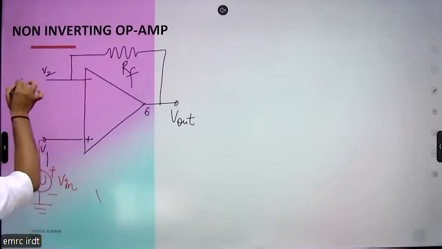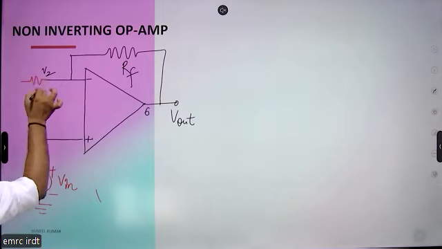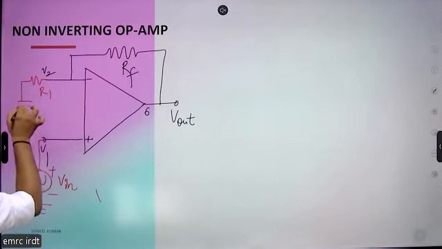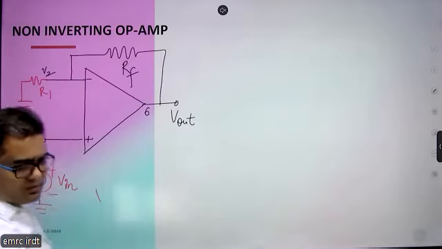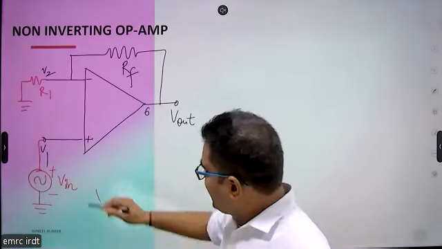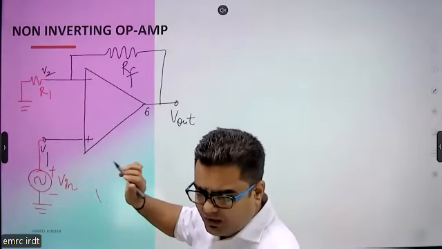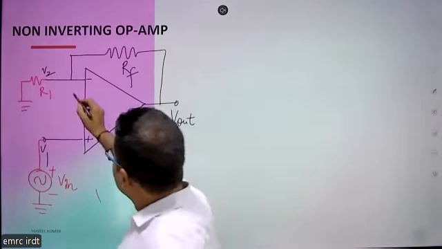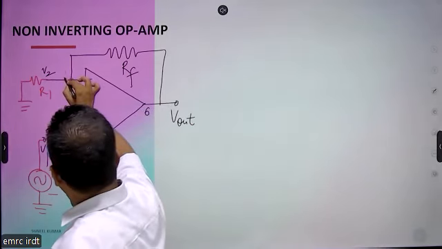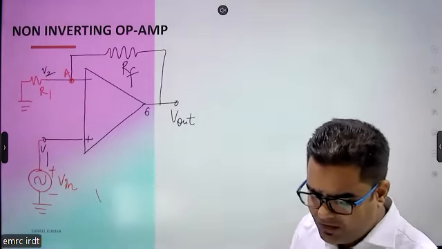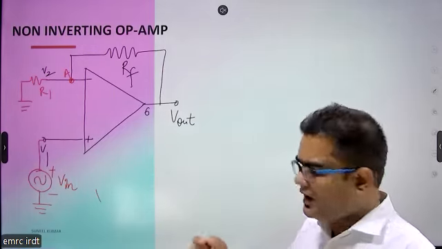And here we have a resistance R1 that is directly grounded. So here we have connected input at the non-inverting terminal. That's why this is the non-inverting amplifier. And this is the point that is called A. This is the node A where we will apply the Kirchhoff current law.